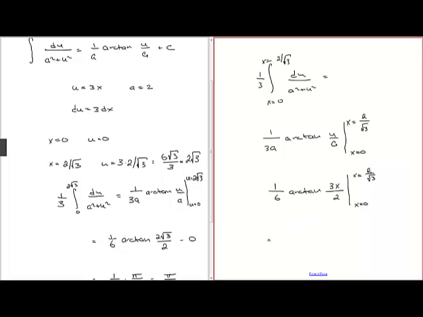So now we plug in. Again, the lower limit's going to go to 0 because the arctangent of 0 is 0. So all you have to do is evaluate at the upper limit. So we'll have 3 times x, which is 2 divided by the square root of 3, the whole thing divided by 2.